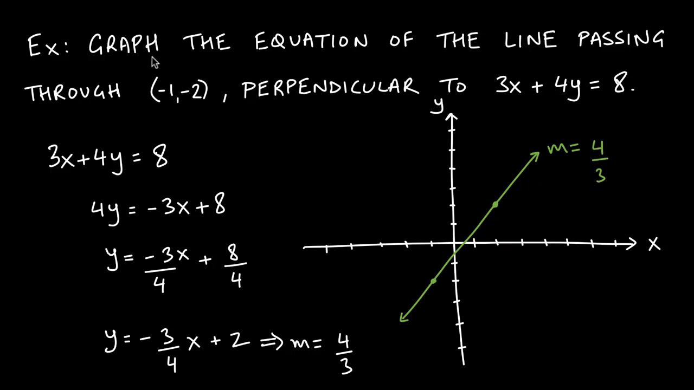Now notice the question said to graph the equation of the line that passes through this point and is perpendicular to this line. It did not ask us to find the equation of that new line. It simply said graph it. So here's where reading the question carefully is going to be very important, because you want to know what specifically you're being asked to do. Are you being asked to graph an equation or graph a line? Or are you being asked to find the equation itself and then graph, or maybe not even graph it at all? So make sure you read the question very carefully. Make sure you understand it before you start solving it.